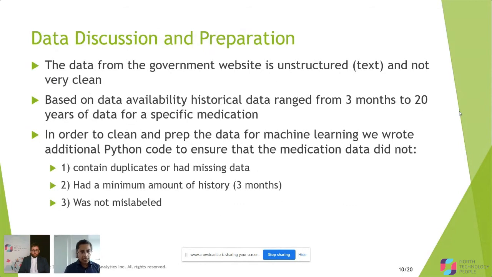the data that we downloaded from Health Canada and FDA, and we wanted to make sure that it didn't contain any duplicates or any missing data. There were a minimum of 3 months of data. The data ranged from 3 months for some medications to 20 years. Some medications don't have that much history, and other medications have been around in Canada since the 1950s. And then we wanted to make sure that things were not mislabeled in the data.